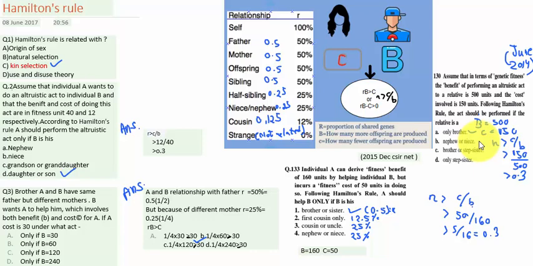Let me summarize it once again. First, you need to understand what the altruistic effect is. Altruistic effect is that you are providing the benefit by sacrificing your own benefit. So your sibling will get the benefit in terms of fitness, that is the ability to survive and reproduce, and you will reduce your own fitness.